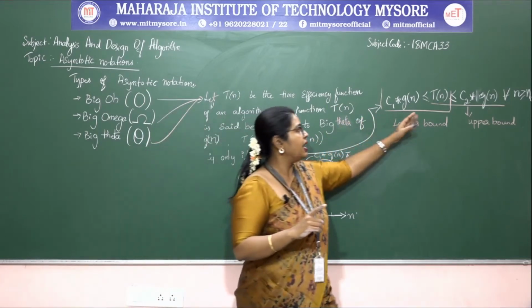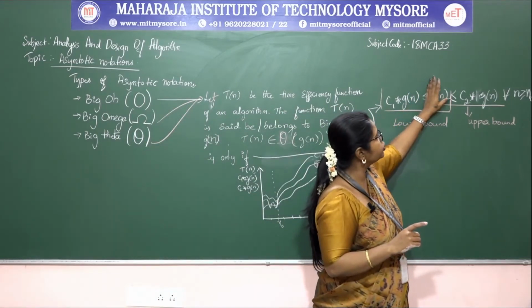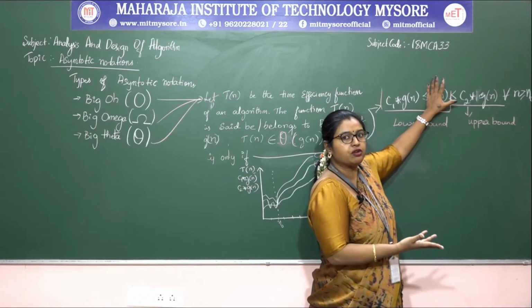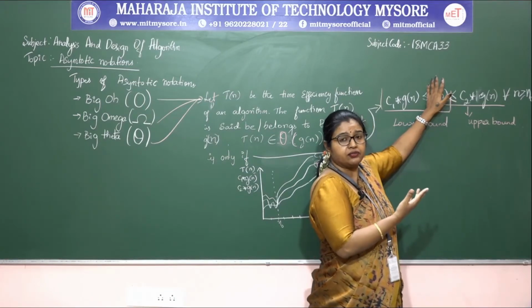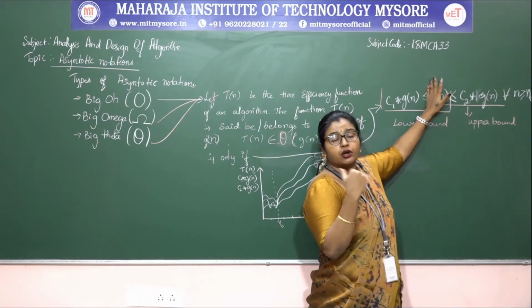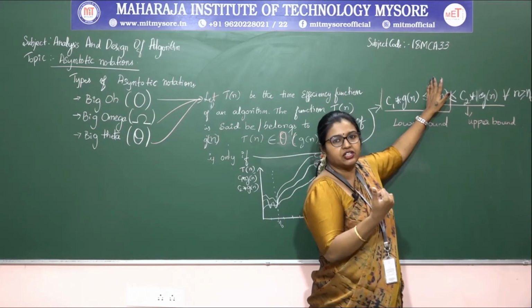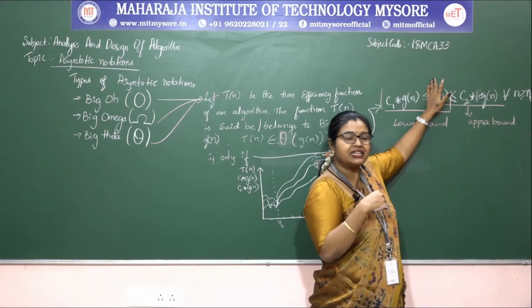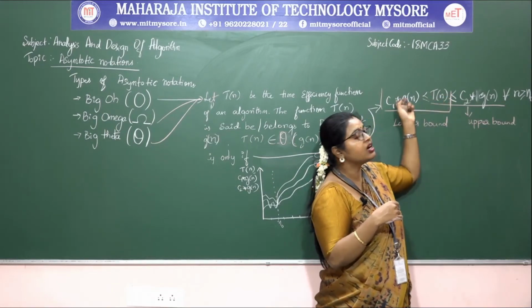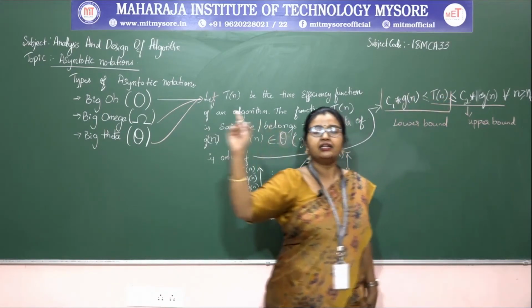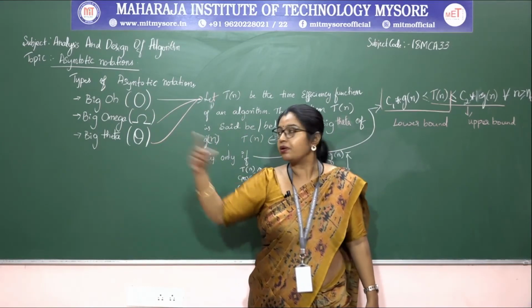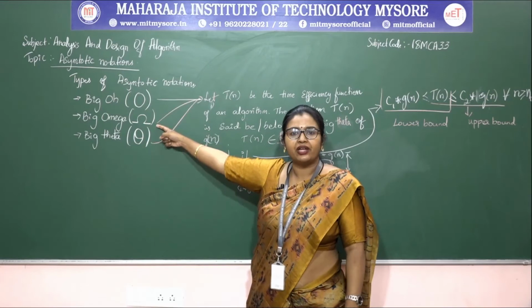What is that equation? Either this part, that is T of n should be less than or equal to C2 into g of n, or C into g of n. So if you are going to represent in big O notation, it is this. If I want to represent in big omega notation, then it is this part, that is T of n should be greater than or equal to C into g of n. Then the time efficiency function can be represented using big omega notation.